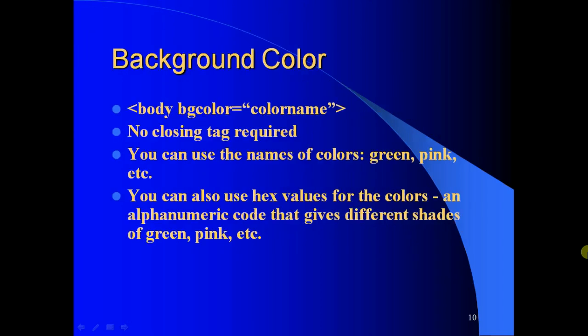The background color of a web page can also be changed as an attribute to the body tag. This is done by specifying the attribute bgcolor. There is no closing tag required for this attribute. You can use the name of common colors such as green, red, pink, and so on. You can also use the hexadecimal values for these colors.